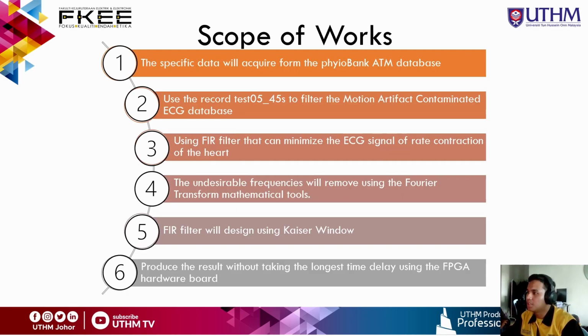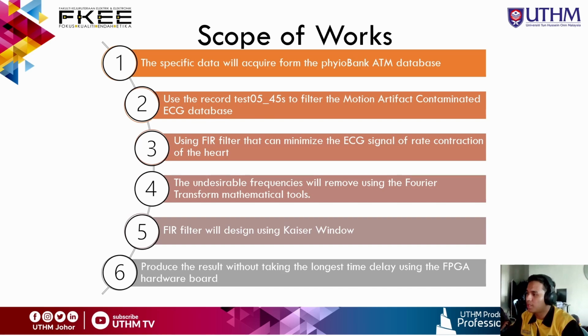Okay, next, this is my scope of works, which has six points in total. For the first one, the specific data will be taken from the PhysioBank ATM database, and the second one is to use the record test 45 seconds to filter the motion artifact contaminated ECG database. So here I will use this ECG database, which is the test 05_45 seconds.